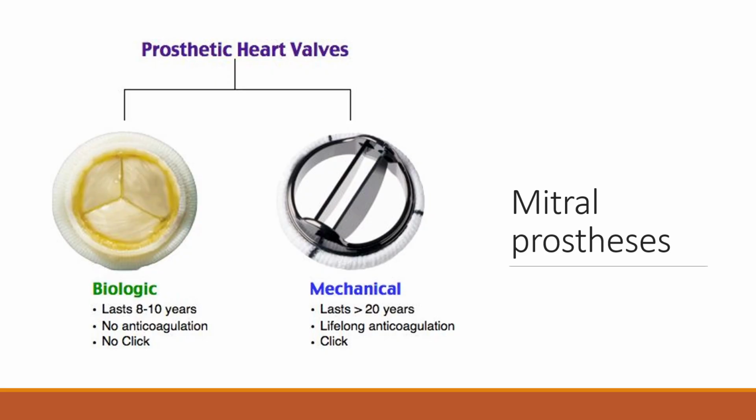If we decide to go to surgery, we'd have to insert a prosthetic valve. These are just examples of modern valves. On the left, we have what you call the biologic valve, which is made from porcine tissue, pig, or bovine tissue, cow, or even sometimes human pericardial tissue, so that you make a bioprosthetic valve. The problem with these valves is that they don't last long, 8, 10, 12 years. But the advantage is that they don't need anticoagulation.